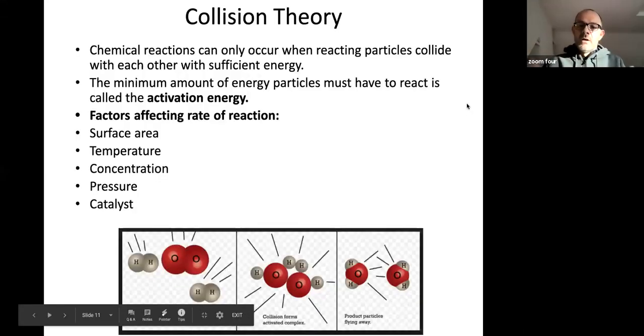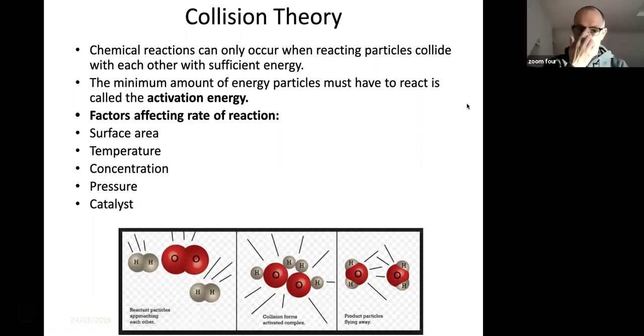So they've got to hit each other, and they've got to hit each other with enough energy to make the reaction happen. That's the collision theory. You have to know that. It sometimes says, what does the collision theory say? Reactions only happen when particles collide with sufficient energy for a reaction to happen, or with more than the activation energy. You then have to understand how these 5 things directly affect the rate of any reaction, and then we look at how we could measure that.